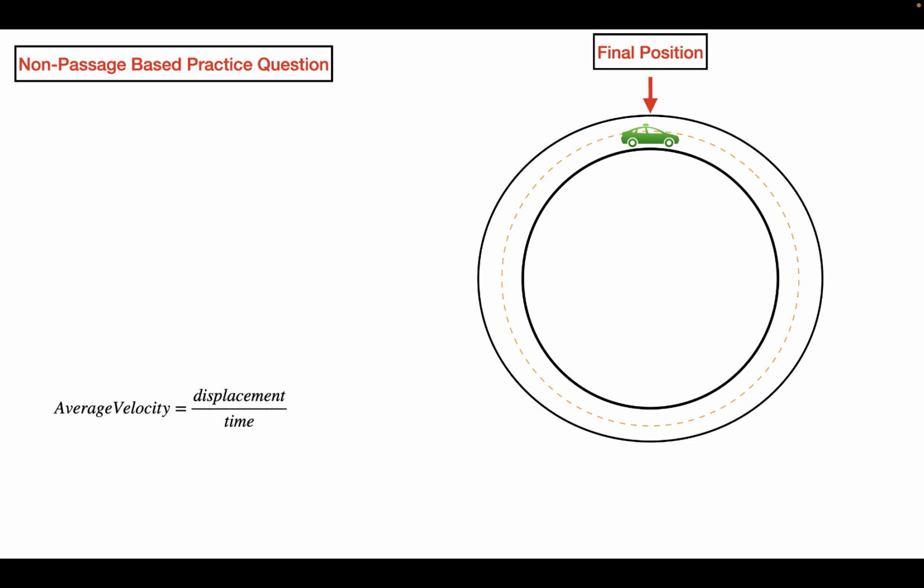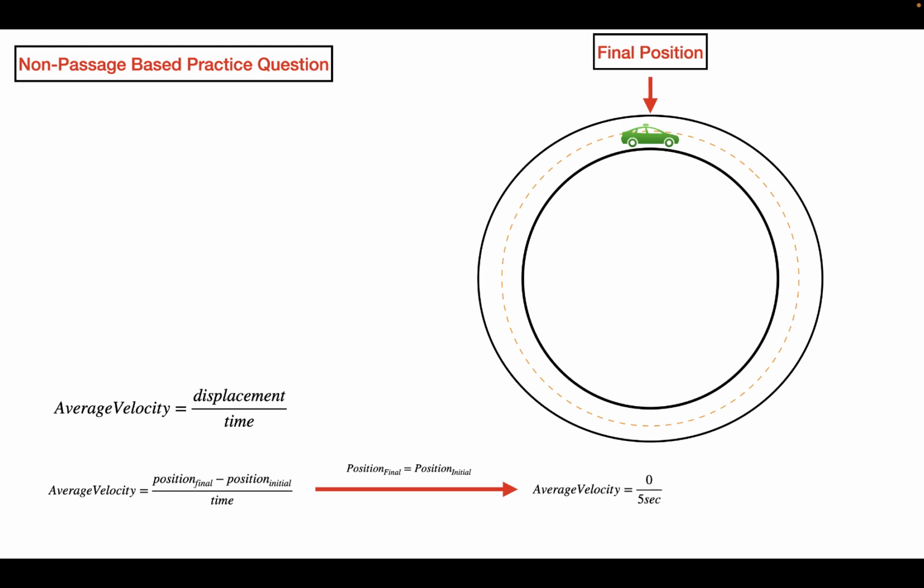So the average velocity is equal to the displacement over time. And remember that displacement is equal to the final position minus the initial position. However, what we saw here in this question is that the initial position is equal to the final position. So it's because of this that the displacement of the car is equal to 0.